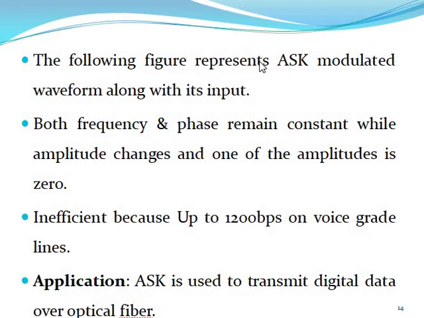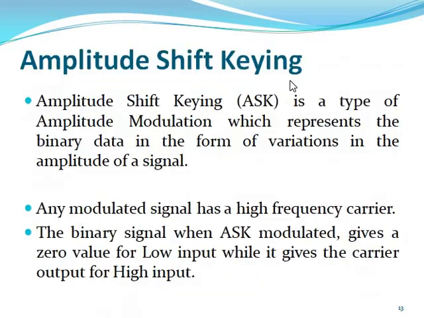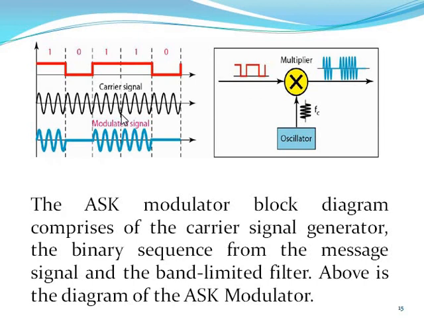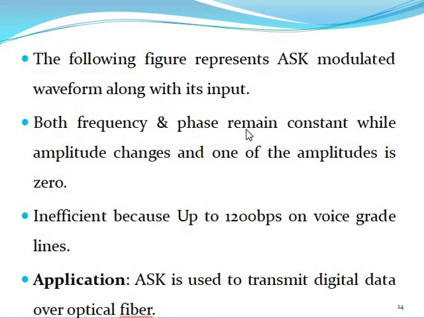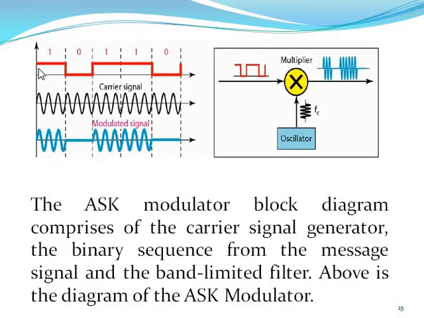So this is the amplitude shift key. The following figure represents the amplitude shift key. You can see it here. In this figure, both frequency and phase remain constant while the amplitude is changed. When the amplitude is 0, we can see that the frequency and phase are constant. When it is 1, the frequency also does not change. Otherwise you can check that it changes.